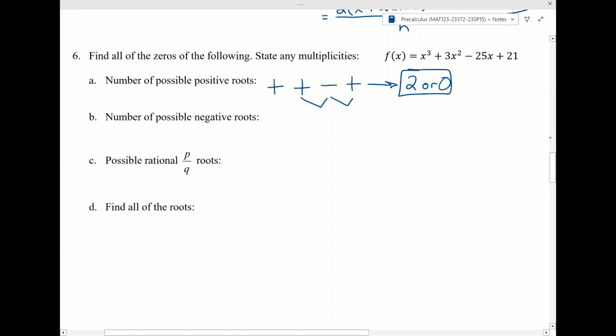For the number of negative roots, we change the signs of the odd powers of x. So for those powers, we're going to write the opposite signs. So it's going to be negative, positive, positive, positive. It looks like there's just one change.